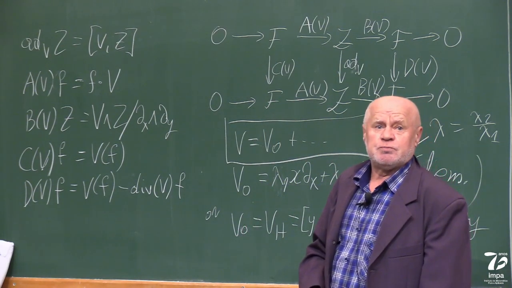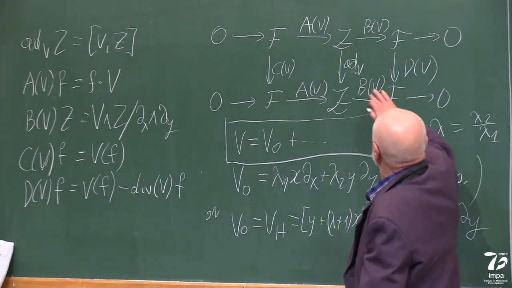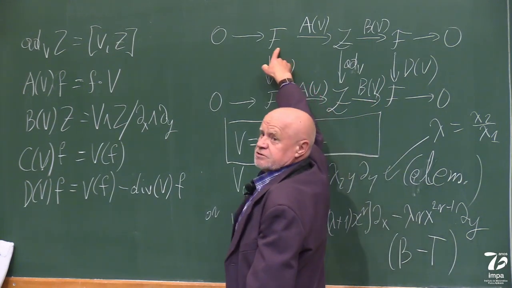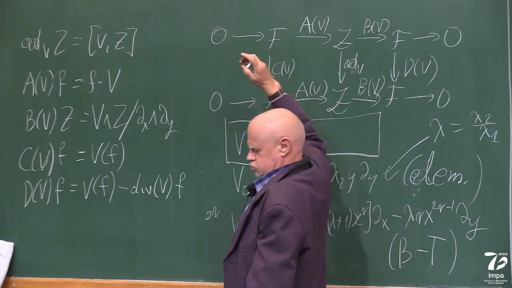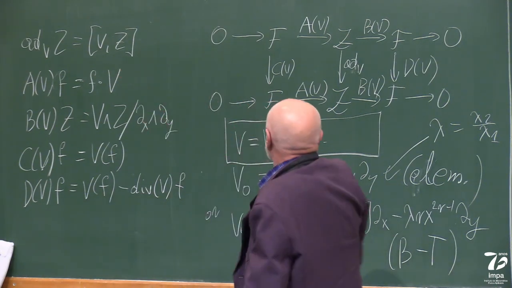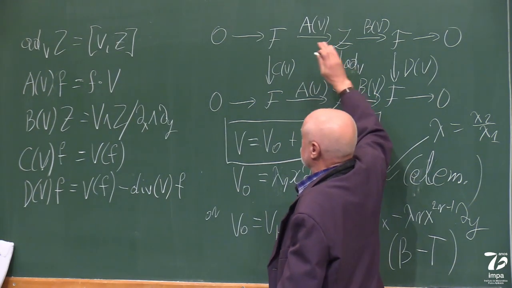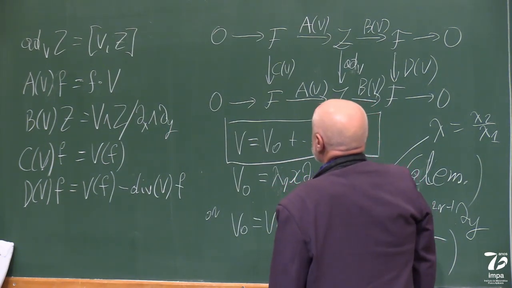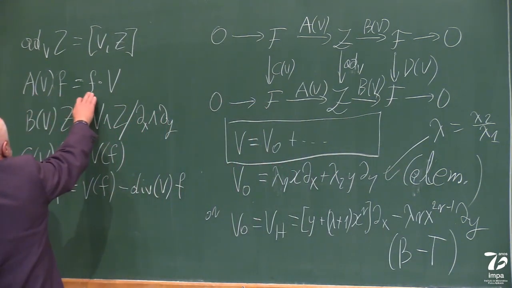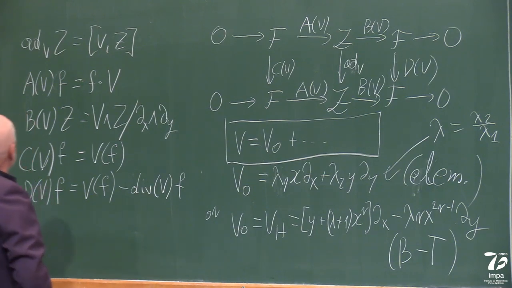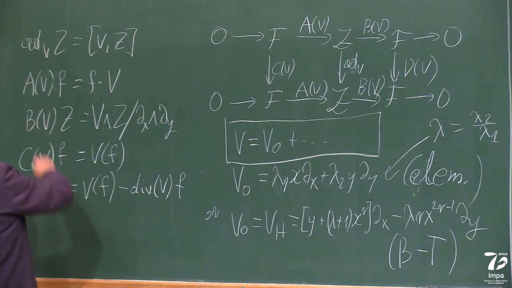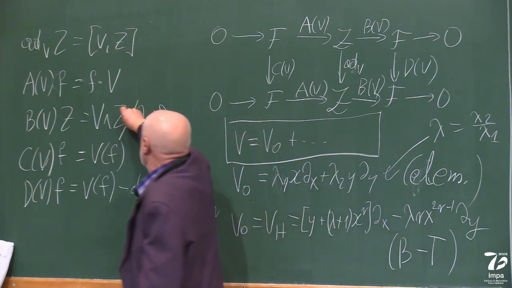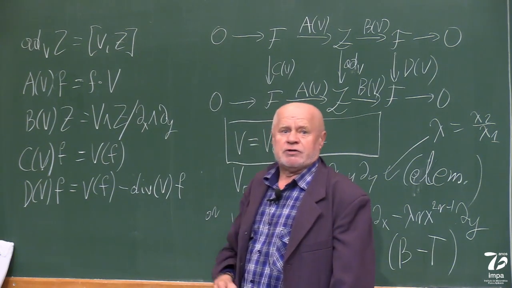And we use a splitting of this operator using a diagram like here. And I explain what is in this diagram. So F is the space of formal series of functions. Z are formal vector fields, which I use just for simplification. And we have operators. A of V is defined here, F times V. B of V goes from vector fields to functions. So we take the wedge product of V with Z and divide by dx wedge dy. We obtain a function.